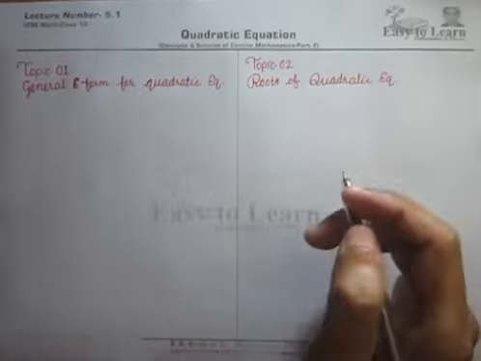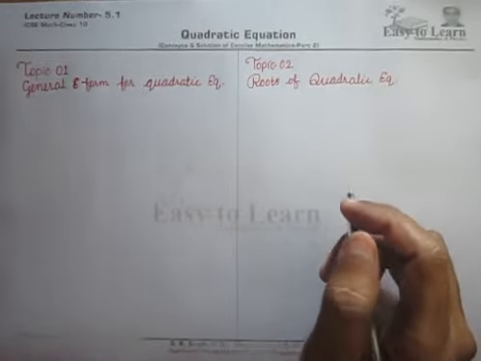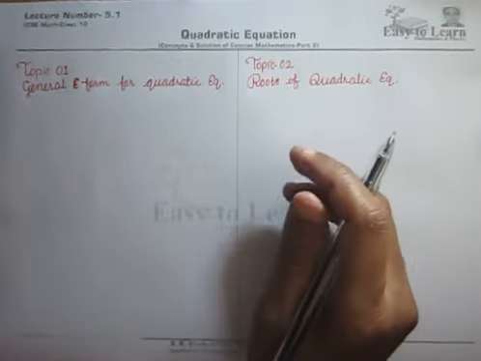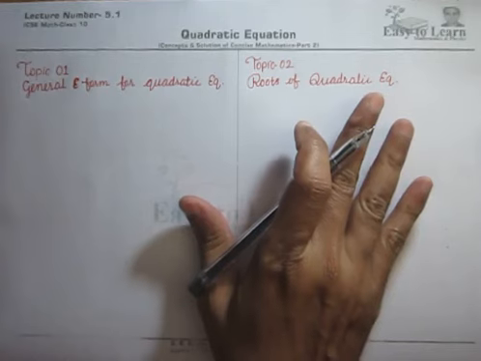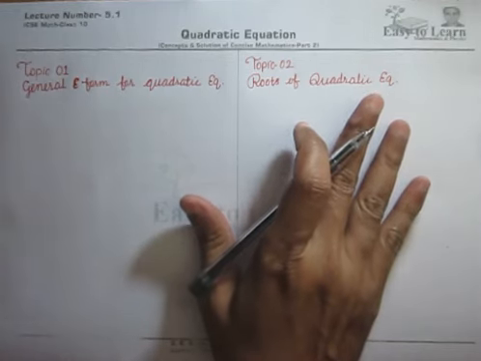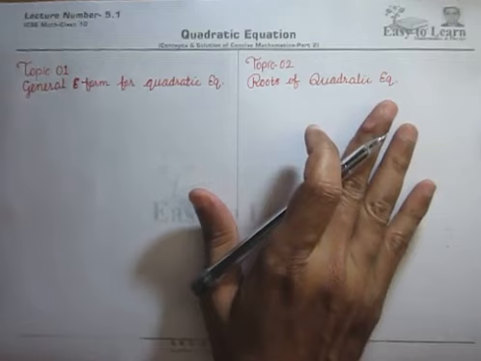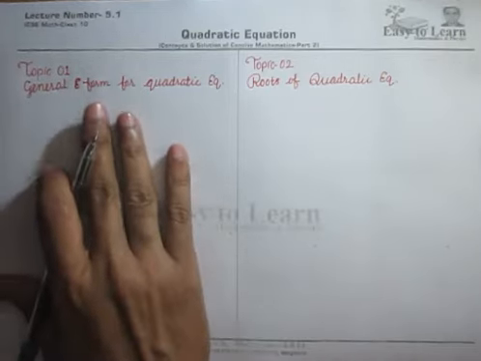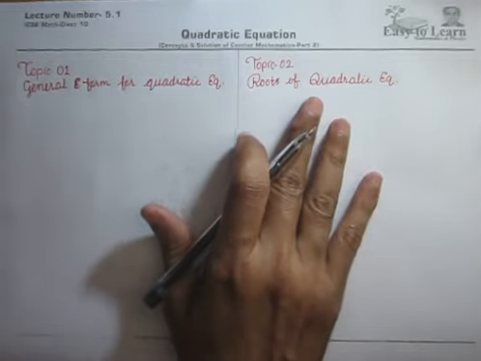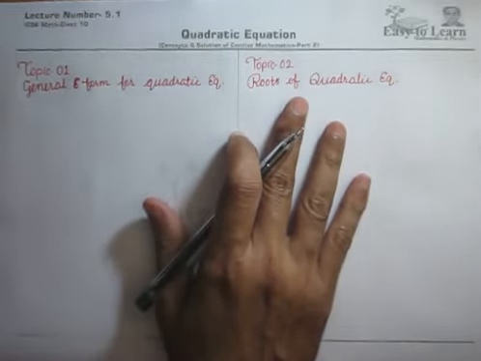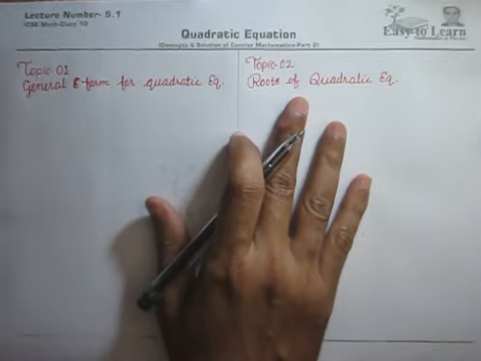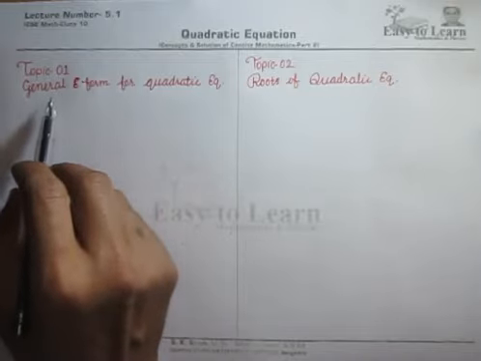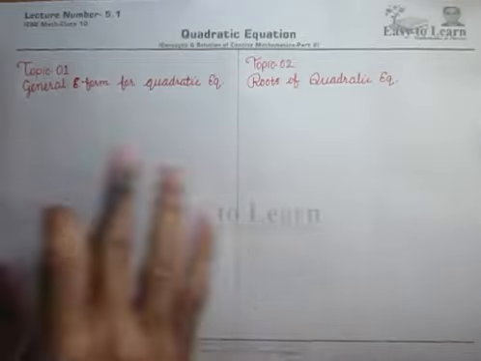So today we are going to start chapter quadratic equation. It is the first lecture of this chapter. First we will discuss exercise 5a. Exercise 5a is based on two concepts: general form of quadratic equation and roots of quadratic equation. First we will discuss concepts and then we will solve all the questions of exercise 5a. So let's start topic 1, general form of quadratic equation.